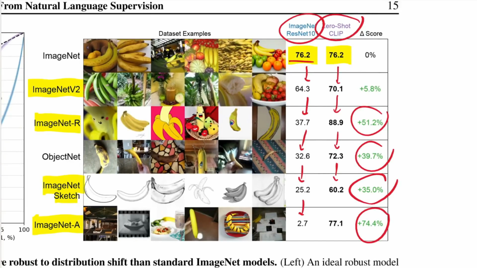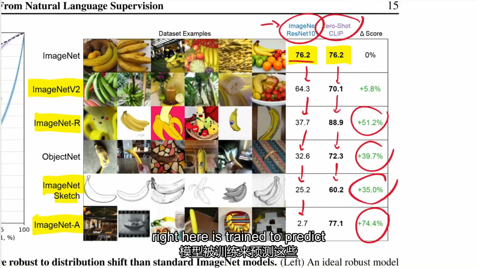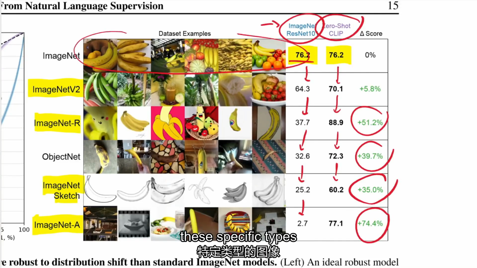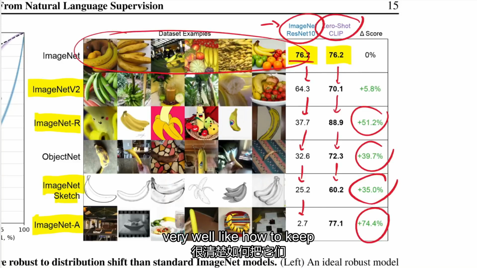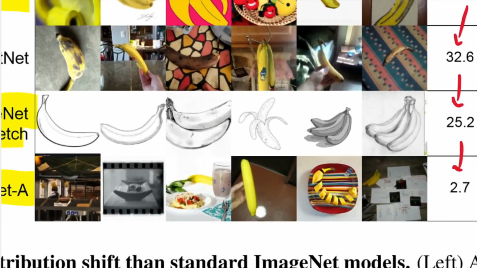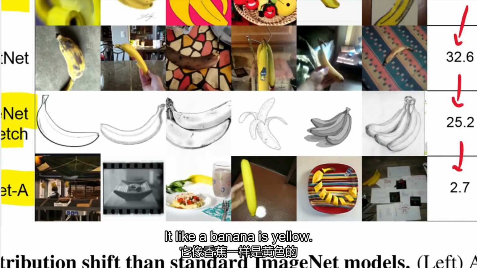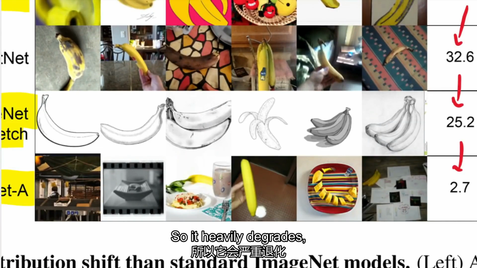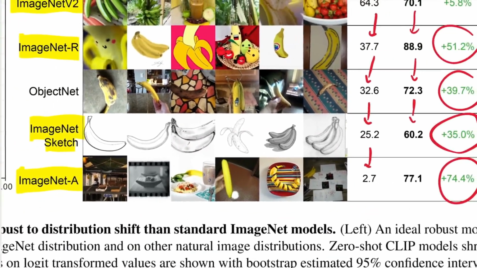And of course, this model right here is trained to predict these specific types of images. So it knows very well how to keep them apart. The only thing it has to do as a classifier of ImageNet is keep apart the individual instances of exactly those classes in exactly this data set. So it forgets about everything else, right? And as a result, it has never seen a sketch. A banana is yellow. What are you talking about? So it heavily degrades, right?